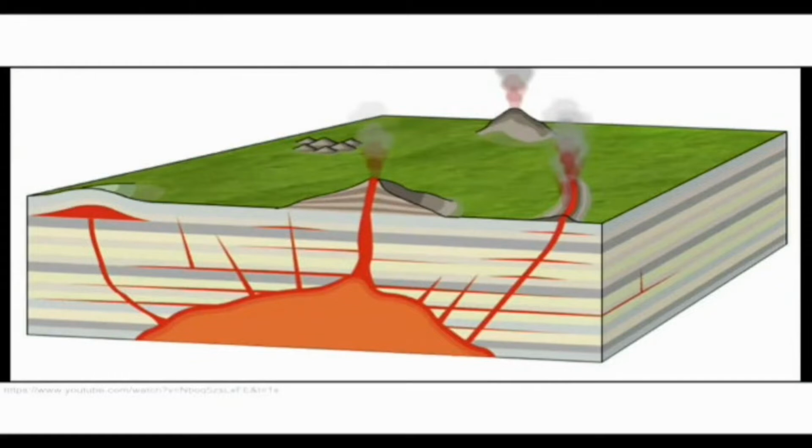And we have these features here, which are called volcanoes, obviously. You can see that those volcanoes are underlain by this very complicated feeder system. So the magma is not just shooting up a tube to be fed into the volcano. It's actually being intruded into the rocks below in a very complex way.